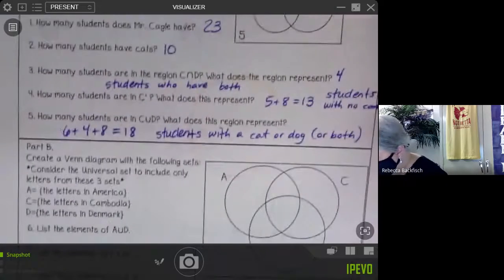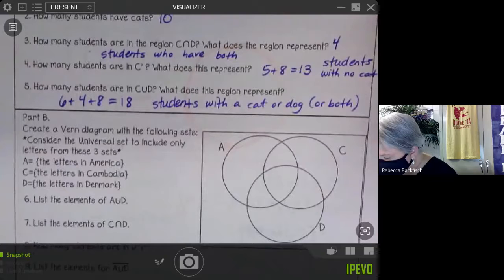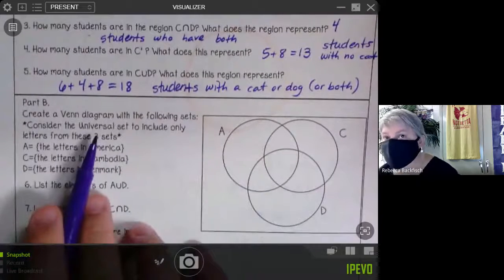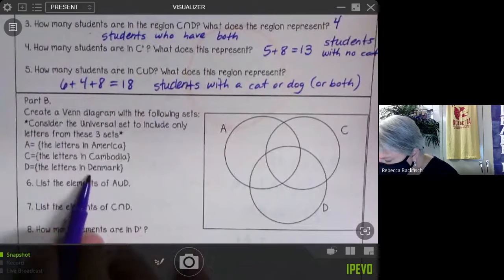All right, let's move on to part B. Create a Venn diagram with the following sets. Consider the universal set to include only letters from these three sets, okay? So basically that means the universal set here includes letters in the word America, the word Cambodia, and the word Denmark.